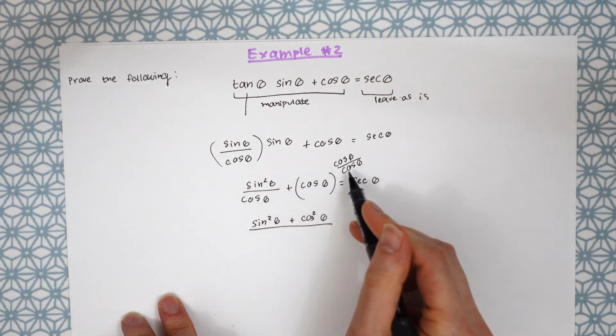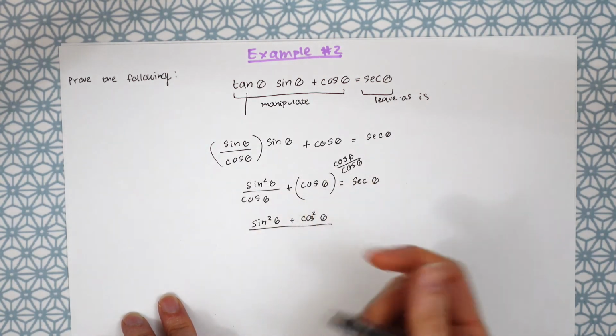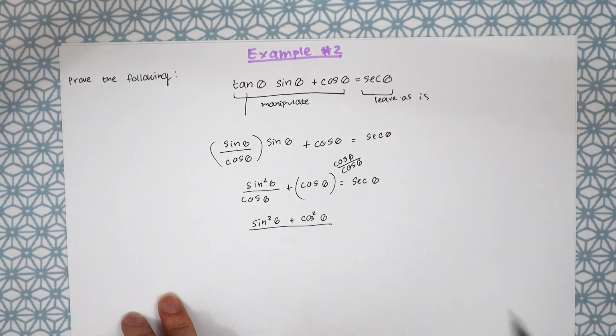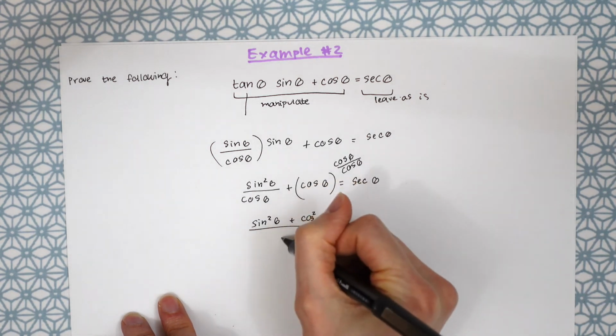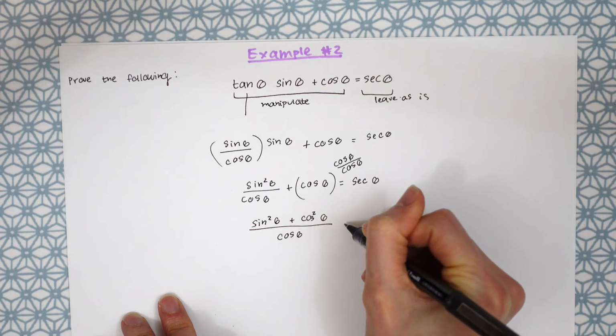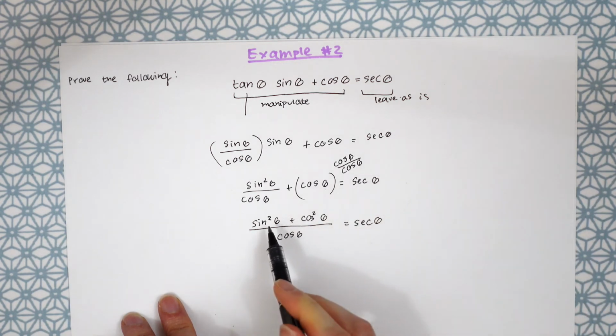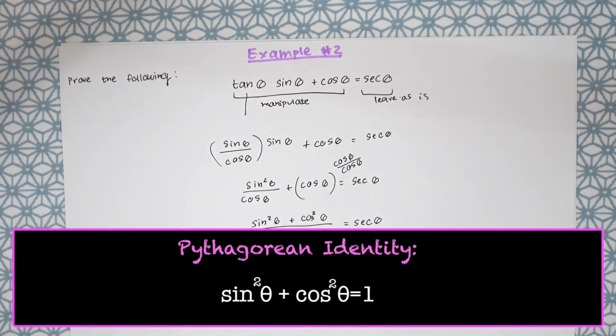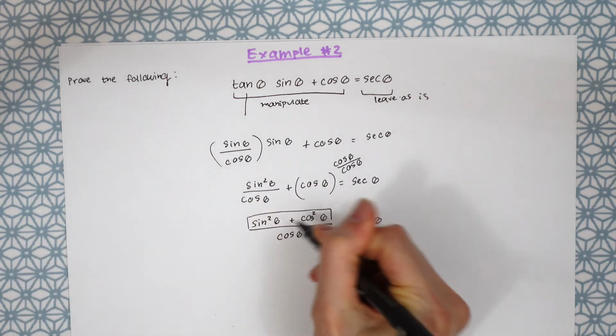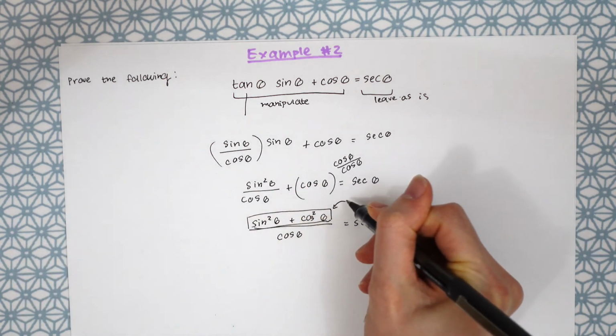And then remember, the denominators are alike now. This is just basic adding fractions. Nothing fancy here. So remember our Pythagorean identity, sine squared theta plus cosine squared theta is equal to 1. So this whole thing is actually equal to 1.